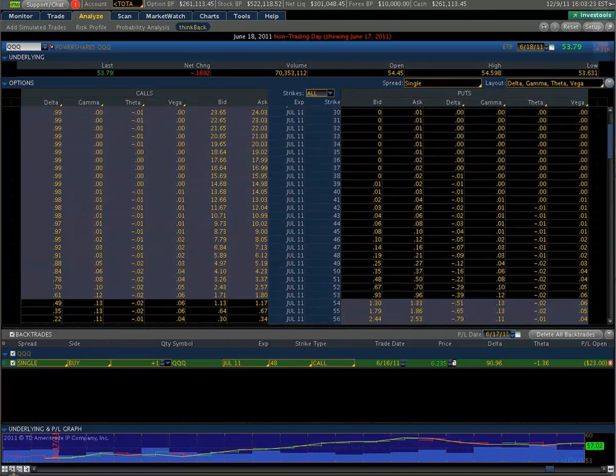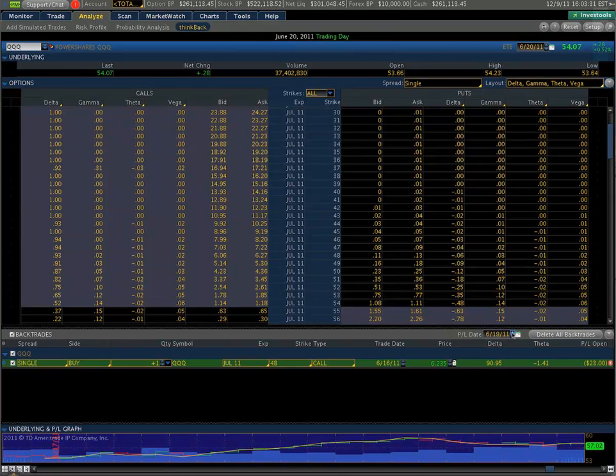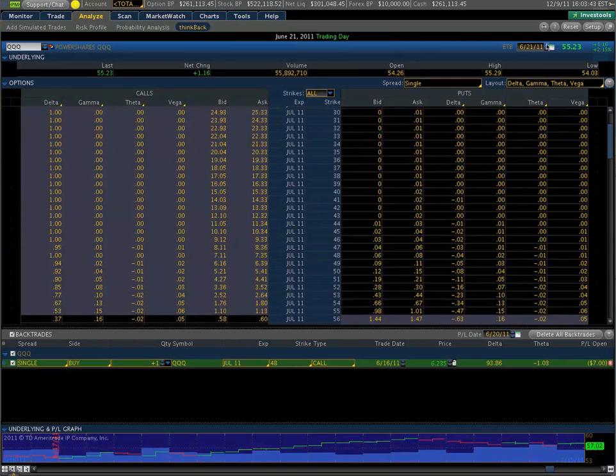On the 18th, it was a weekend. The 19th is a Sunday. So we have to advance to the 20th. At the 20th, the index, the ETF, rose 28 cents, and we are at a loss of $7. On the 21st, the index rose $1.16, and we now have a $99.50 profit with a single contract.